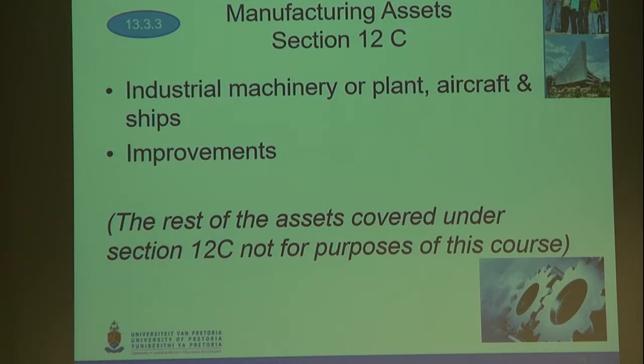So what SARS has done to take the guesswork out of it is issue a practice note. Practice note 42 tells us when something is a process of manufacture or when it is a process similar to it. I quickly want to open practice note 42 so you can see what it looks like.